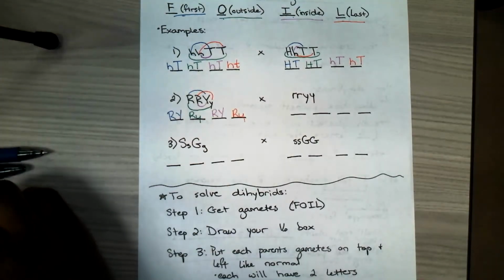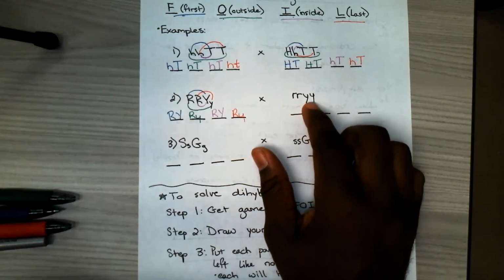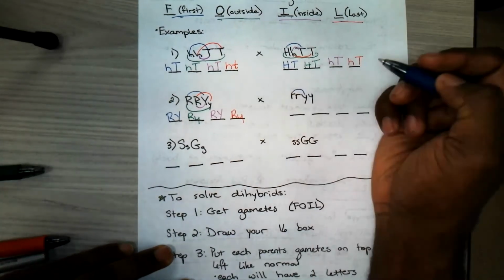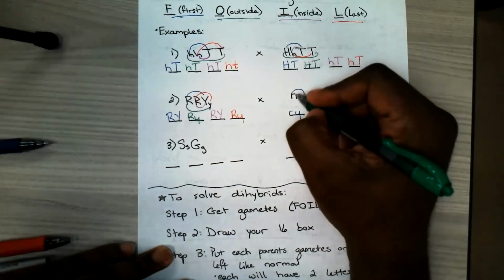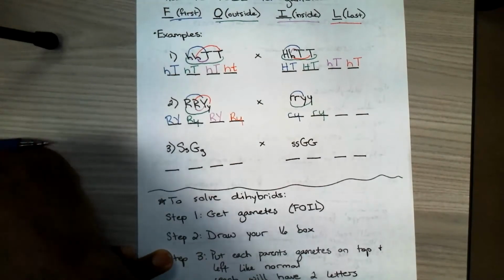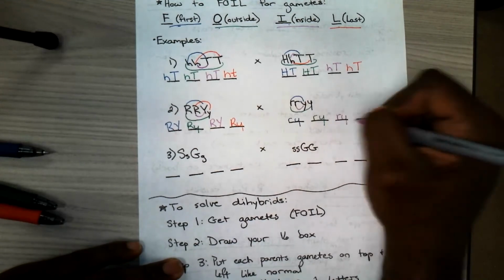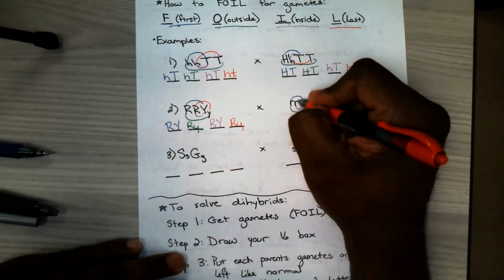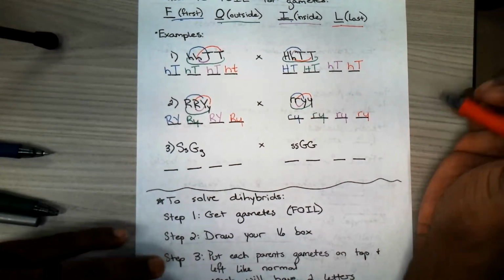We're going to cross that with now little r, little r, little y, little y. So again, start with my first, boom, little r, little y. Outside, little r, little y. Inside, here, little r, little y. And then last, here, little r, little y. Cool. Makes sense? Got it?